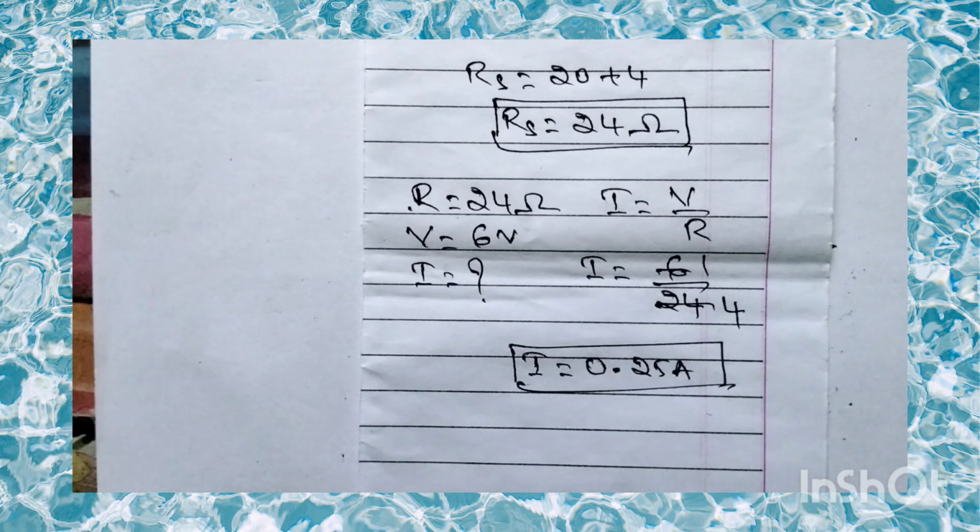So by answering this numerical, we have successfully completed part A physics of science model paper number 10. So the part B chemistry will be answered in the next video. So thank you very much.